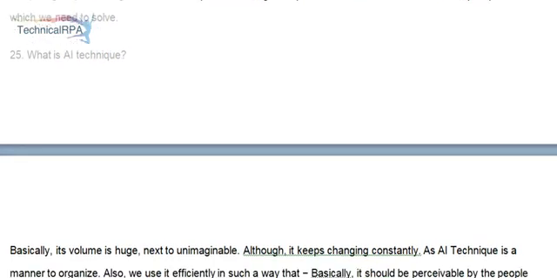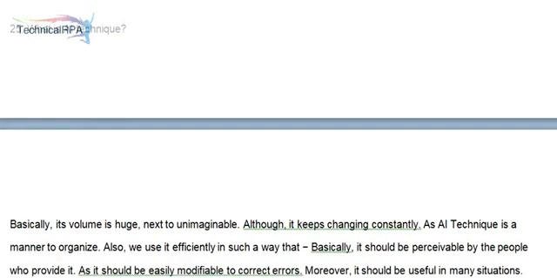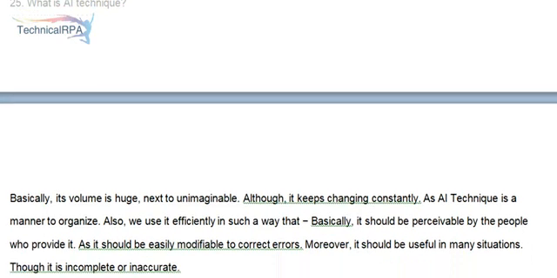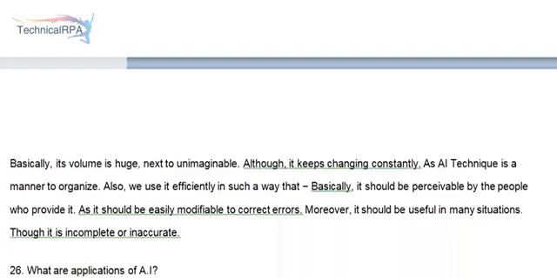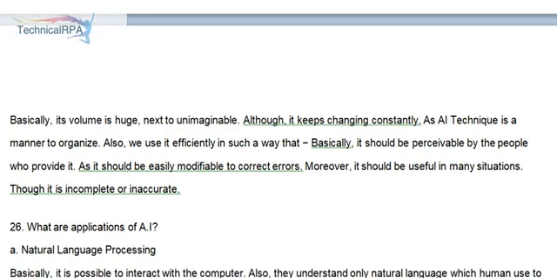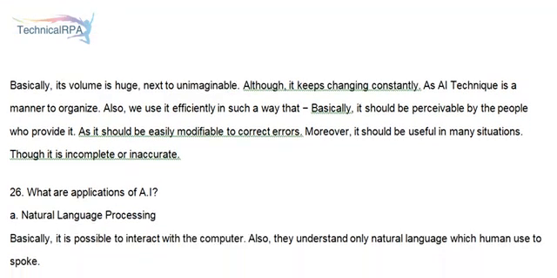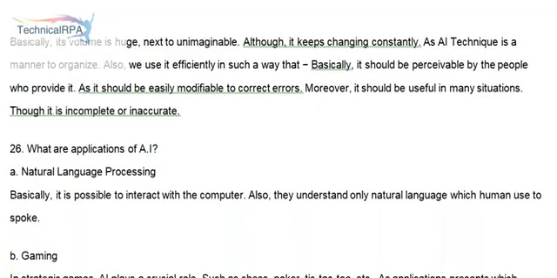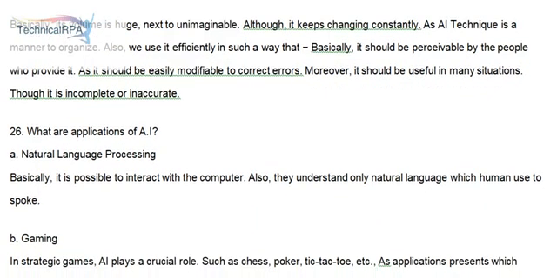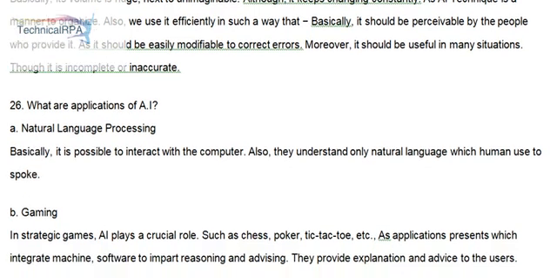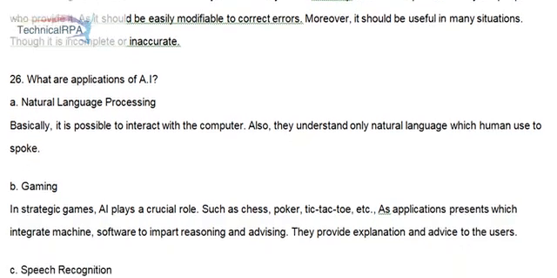25. What is an AI technique? Basically, its volume is huge, next to unimaginable. Although, it keeps changing constantly. An AI technique is a manner to organize and use knowledge efficiently in such a way that it should be perceivable by the people who provide it, it should be easily modifiable to correct errors, and it should be useful in many situations, though it is incomplete or inaccurate.